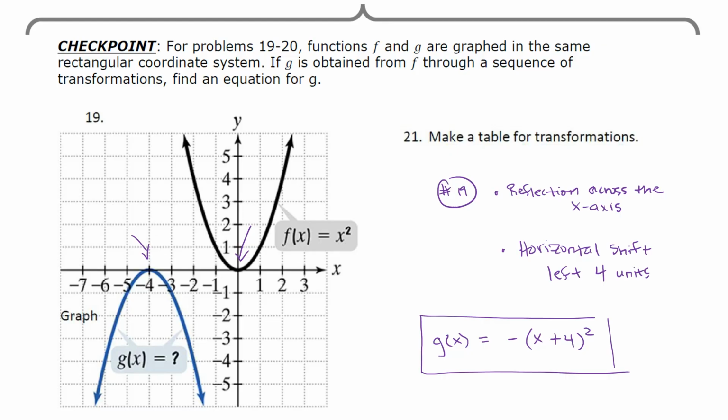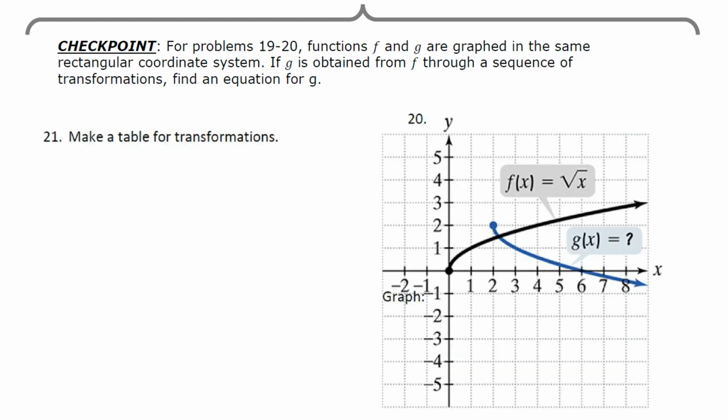All right, problem 20. We have our f of x function, which is the square root parent function, square root of x, and we need to find the equation for g of x. But to help us find the equation for g of x, we need to first list out our transformations. Okay? So what is occurring? What is happening? What has changed from f of x to g of x? Well, the first thing, again, that I noticed is that my graph is upside down. Okay, so again, that means some sort of reflection is occurring. That's the first thing that my eyes see, is that it's upside down.